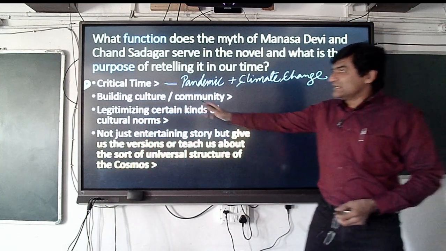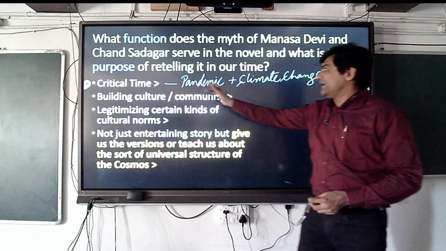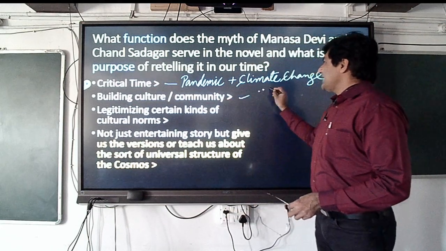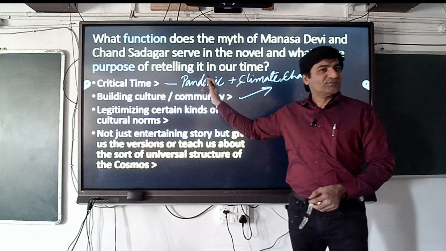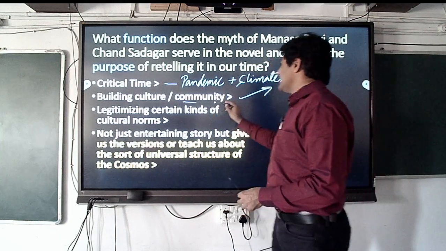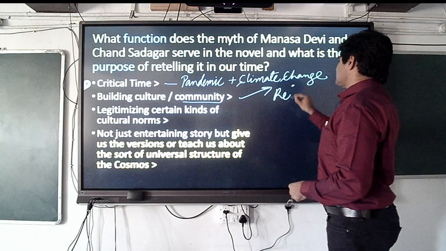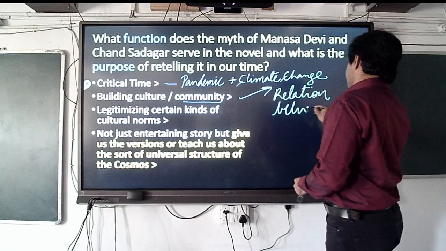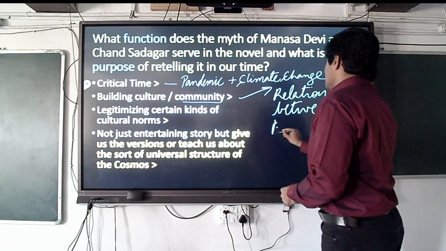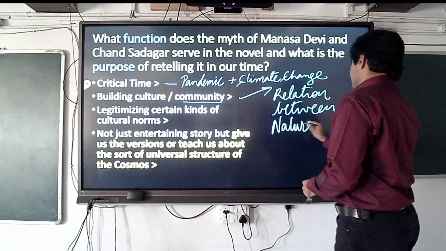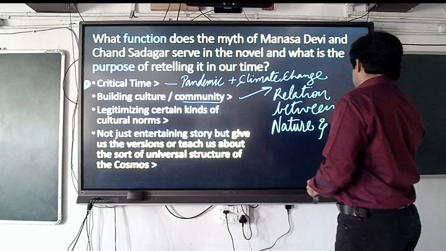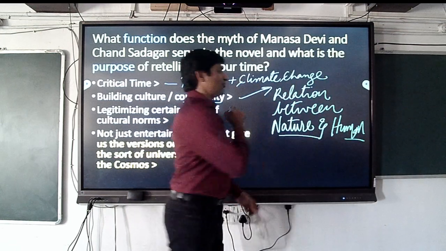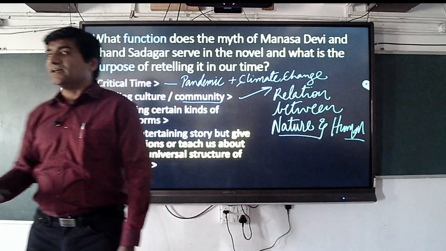So when we are in a critical time like this, of pandemic or climate change, we need to build a community which cares for climate change or tries to understand the relation between nature and human. Yes, nature and human relations, how we need to understand that in a newer way.